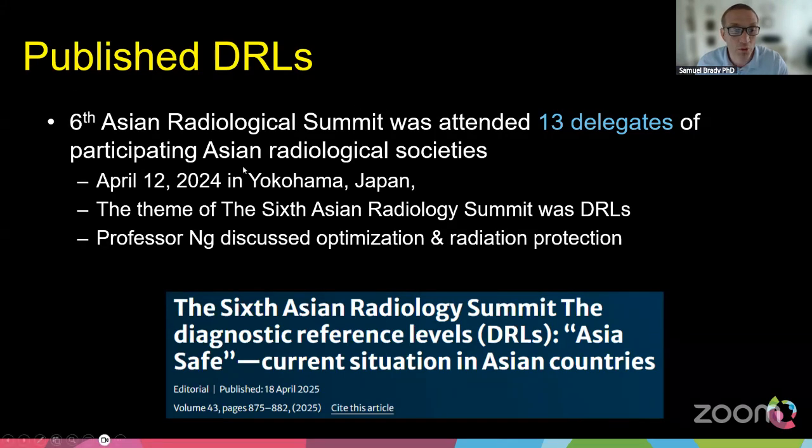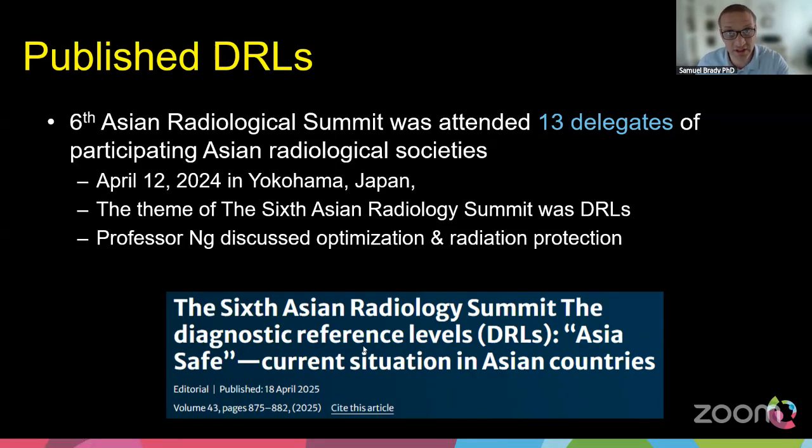More recently, last year in 2024, during the Japanese Radiological Society's annual meeting, they conducted the 6th annual summit on Asian radiological safety. And in that summit, they wrote this document that was just recently published a couple of months ago this year, in which each of the 13 countries describe where they are and how they are coming along.